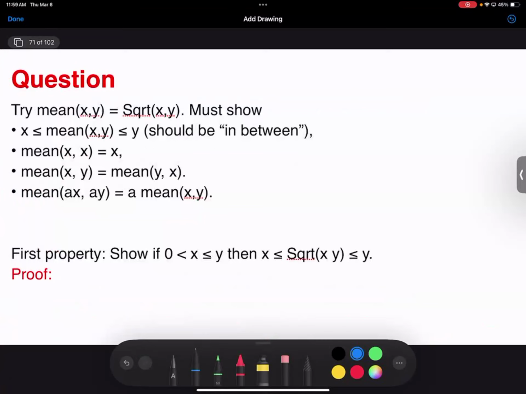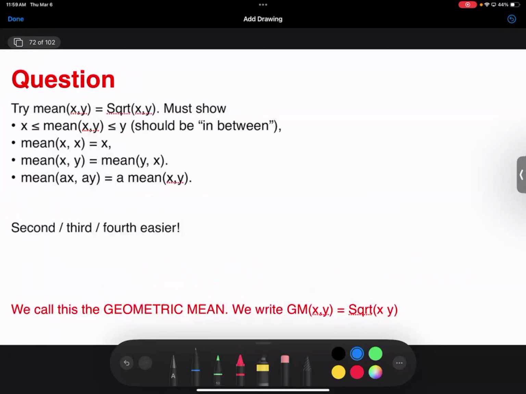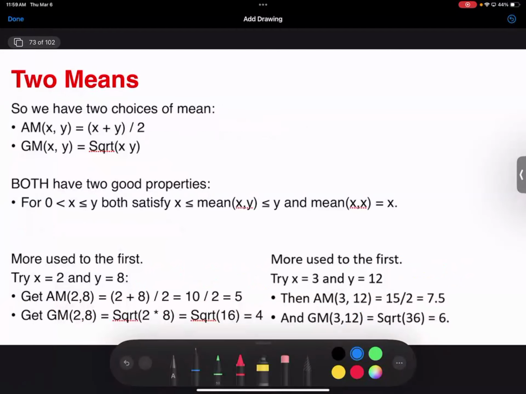So I'm not going to go through in too much detail that this is a function that satisfies all these properties. I'll just do, I guess, one really quickly. x squared, which is x times x, is less than or equal to x times y, is less than or equal to y times y. So x is less than or equal to the square root of xy is less than or equal to y. Okay, it's not that hard to prove these properties. The harmonic mean was a little bit more work, but not too bad. All right. And then the second, third, and fourth, they're not too bad. And so we call this the geometric mean.